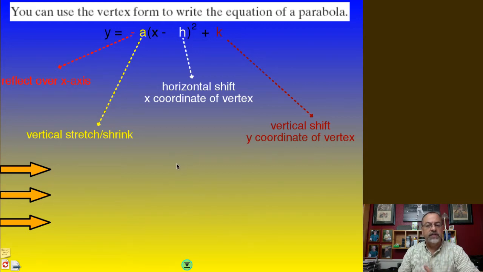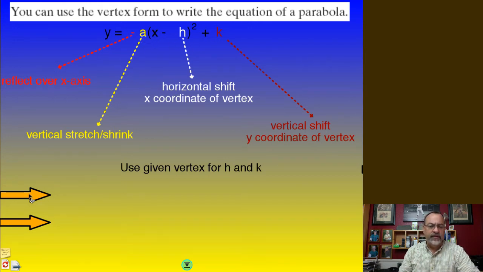So the first one is let's take information. What if we're told or we know where the vertex is, and we know another point on the parabola? Can we write it in vertex form? And that should be pretty simple, because if we know where the vertex is, that's going to give us our h and our k. Remember, h being the x value of the vertex and k being the y value of the vertex. So if we know where the vertex is, we know what h and k is, which means the only thing we have to figure out then is the a.